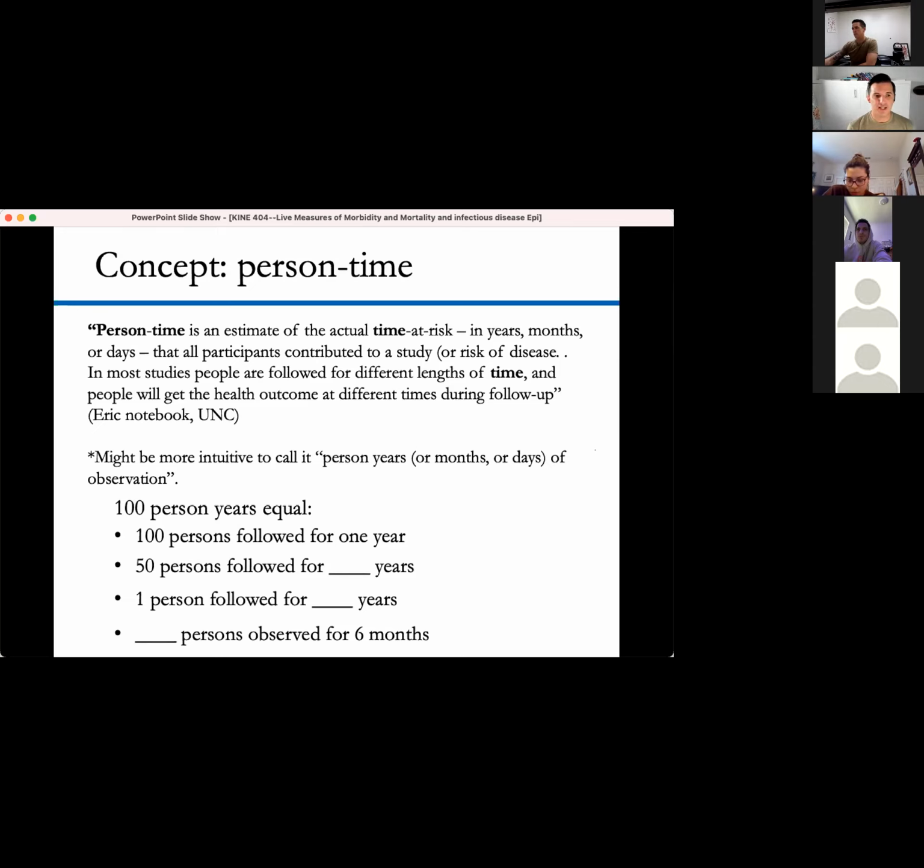So what this gives us is a measure of risk saying that if I follow 100 people for 1 year and they're all at risk, that is the amount of time that those people could have potentially gotten infected with that particular disease. Now, as you can imagine, this is a very simplified version of what person time is.